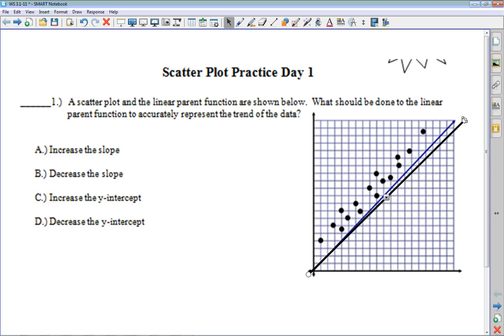Now, let's look at something, though. When I try and move my line up, right here I'm increasing the Y-intercept. Okay, so it's going to be this answer right here. That'll be the better answer. So it would be increase the Y-intercept.